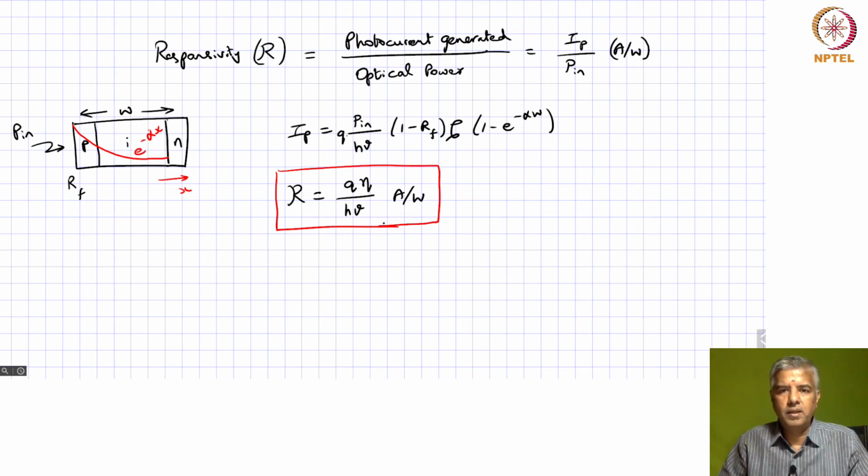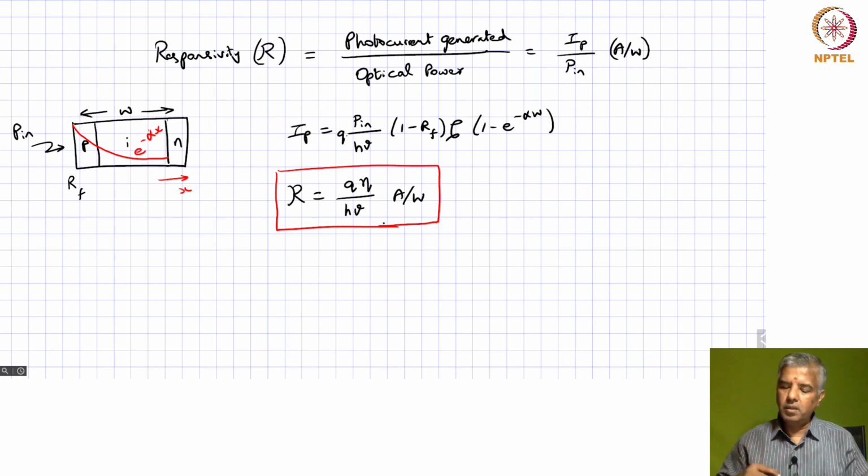Of course, in applications where you don't care too much about fast response, where you want to pick up signals that are changing on the order of milliseconds or even seconds, you don't worry about making W so small. You can have a thicker intrinsic region, and thereby you can achieve higher responsivity as well.